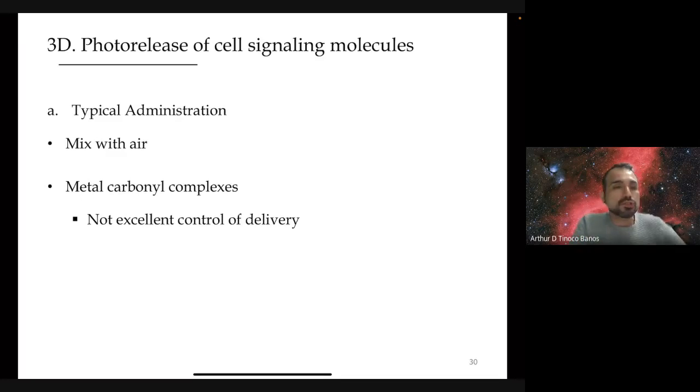So as far as using carbon monoxide for a biomedical application, when we're thinking about administration, it typically is mixed with air. When it's mixed with air, it's very hard to administer in a calculated, controlled manner. People have tried to use metal carbonyl complexes to use the metal to release the carbonyl, but even then, the controlled delivery is not as good.